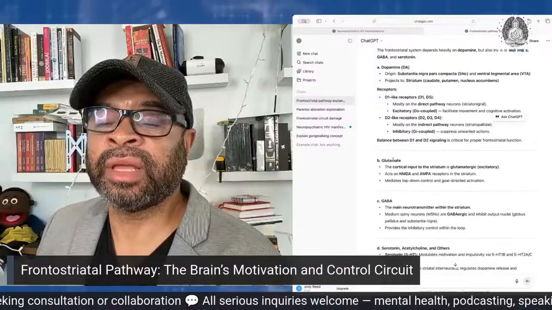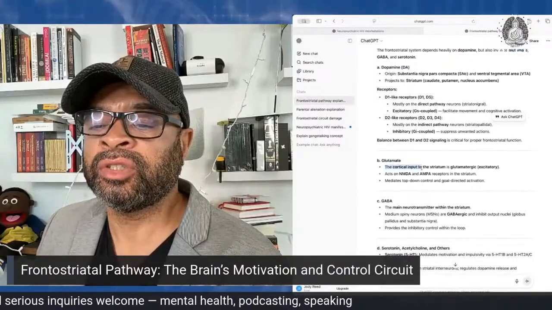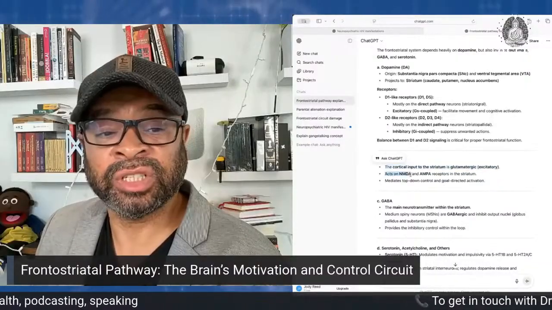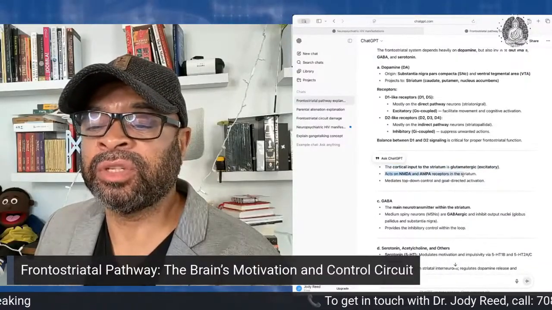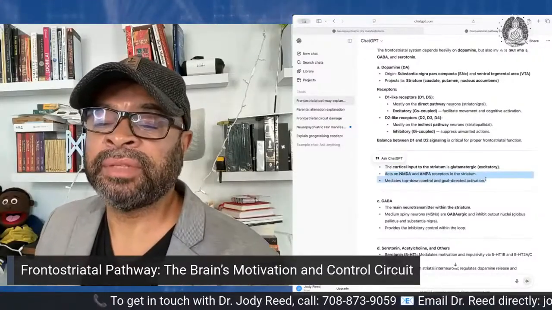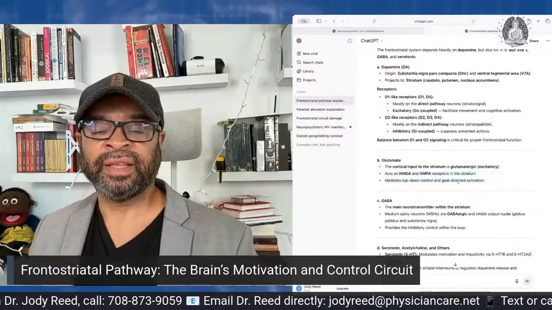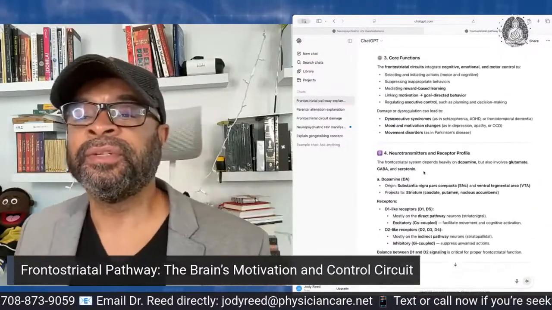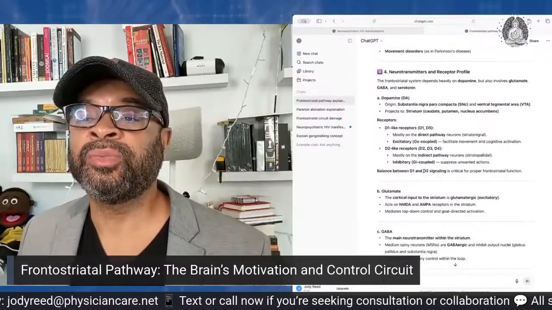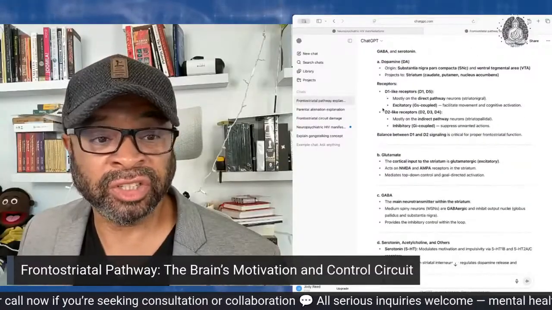Okay, we also have glutamate receptors on the pathway. The cortical inputs to the striatum are glutaminergic, excitatory. They act on NMDA, which is a type of glutamate receptor, and AMPA, which is another type of glutamate receptor. They mediate top-down control and goal-directed activation. So let me go through this here. This frontal striatal circuit is primarily heavily dopaminergic, so it involves D1 and D2 receptors.